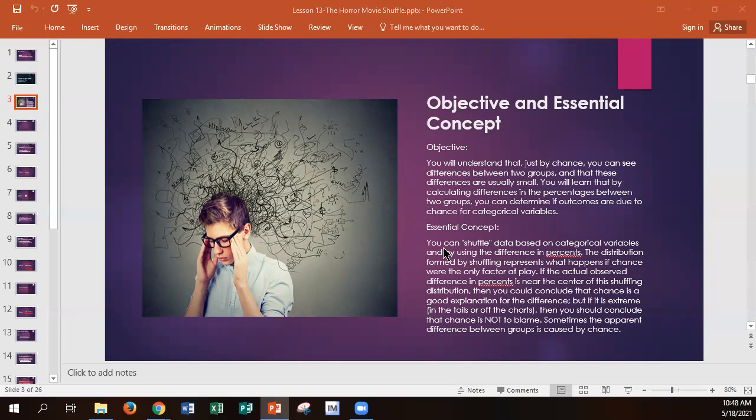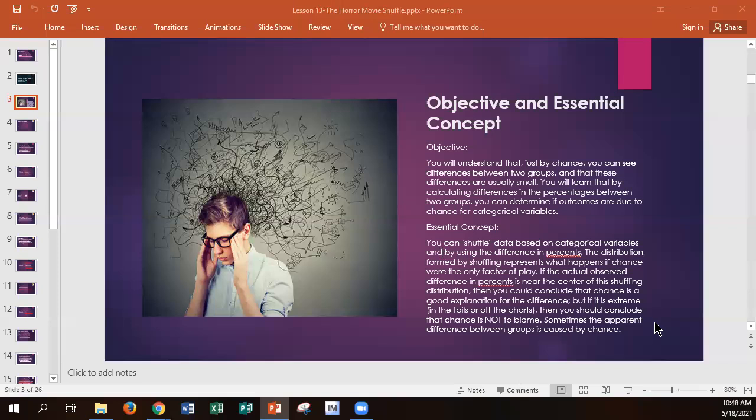by chance, you can see differences between two groups and that these differences are usually very small. You will learn that by calculating differences in the percentages between two groups, you can determine if outcomes are due to chance for categorical variables or if there's an actual difference or a skew or bias that's present. Our essential concept is a long one.